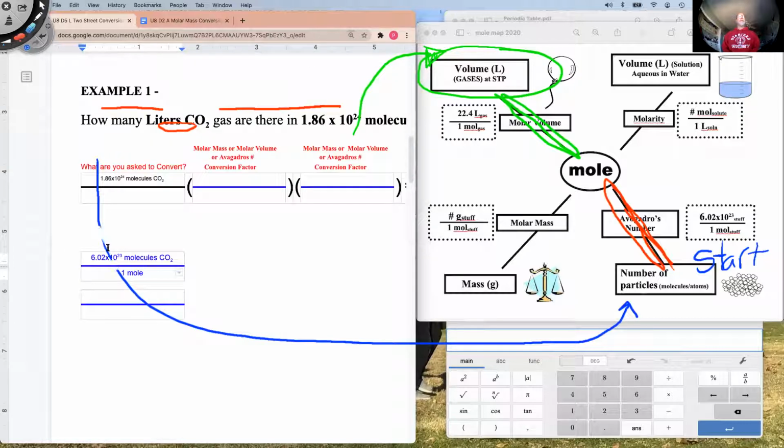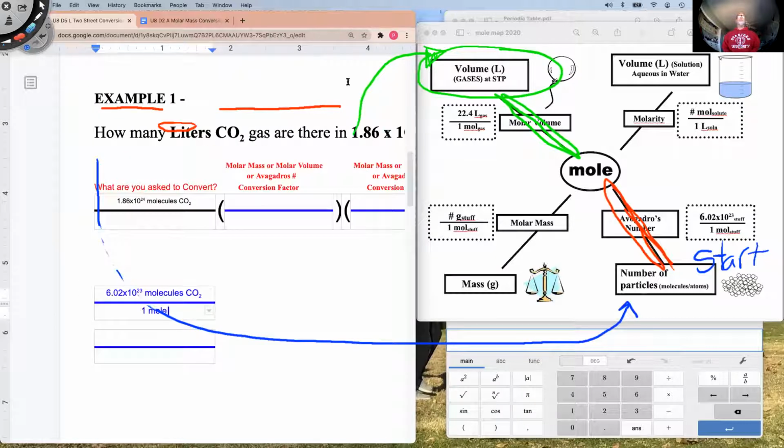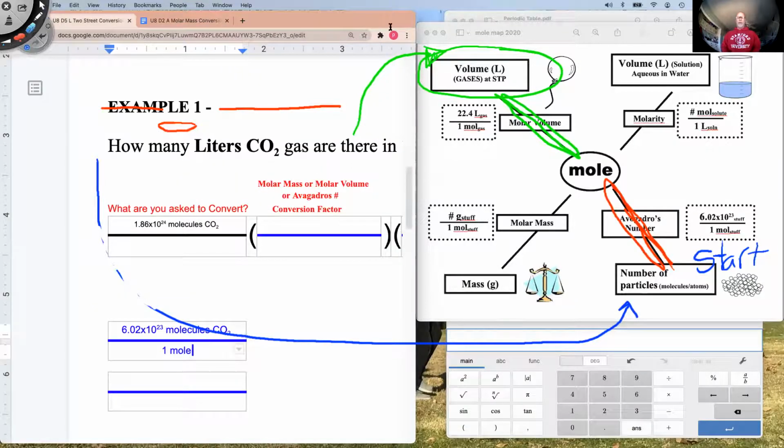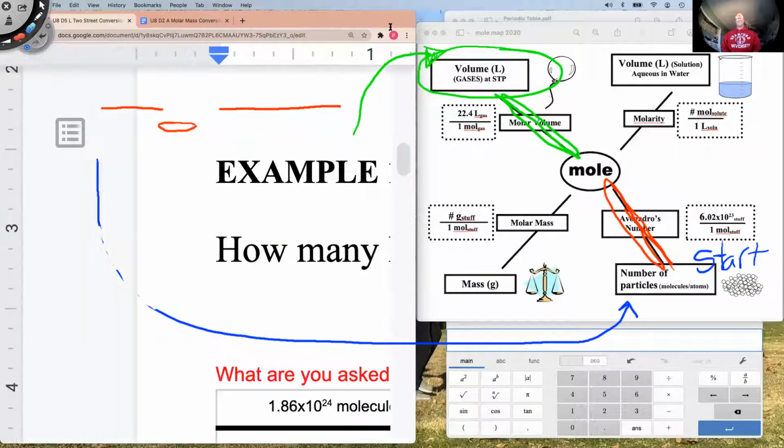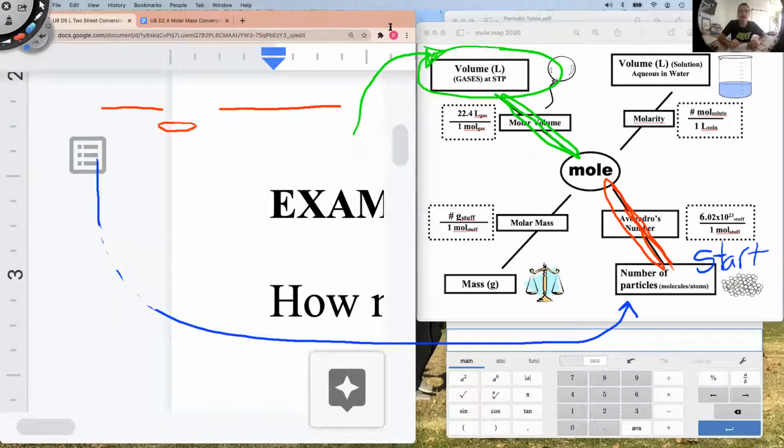Oh, I'm going to pause this because my computer is frozen right now. Are you pausing the recording? I cannot yet. Hold on.